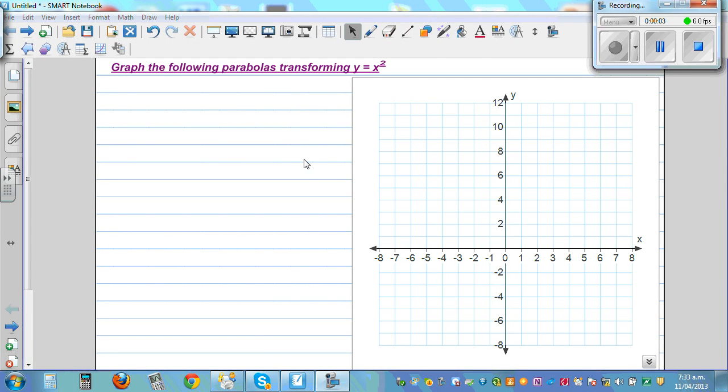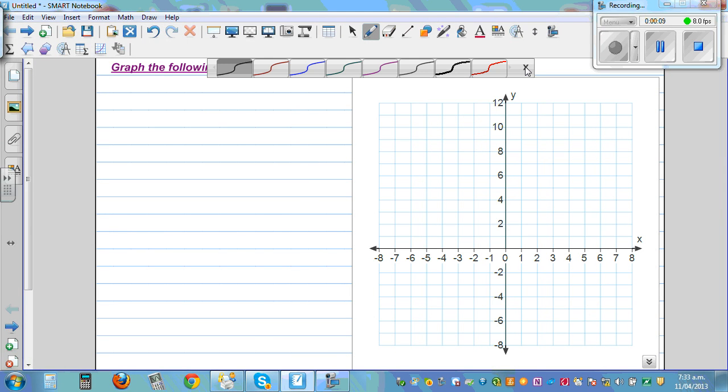Graph the following parabolas, transforming the basic parabola y is equal to x squared. So hopefully you know what the graph of y is equal to x squared looks like. So let's graph it. The vertex of y is equal to x squared is 0, 0. When x is 0, y is going to be 0.